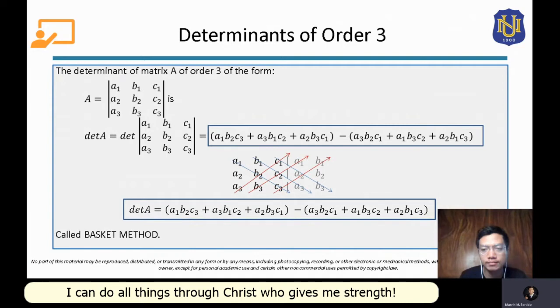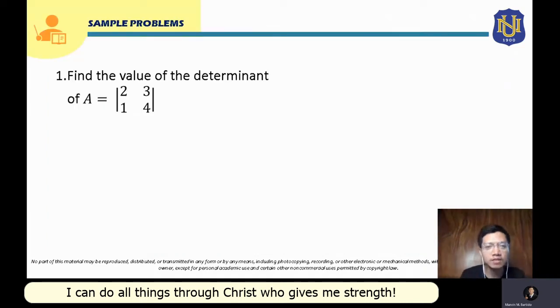Now we are going to solve sample problems. So the first one is find the value of the determinant of matrix A. So these are the elements of matrix A: 2, 3, 1, and 4. So this is actually a 2 by 2 matrix. Okay, so to solve for the determinant of a 2 by 2 matrix, what we're going to do is just multiply first the elements in the downward to the right direction. So that will be 2 times 4.